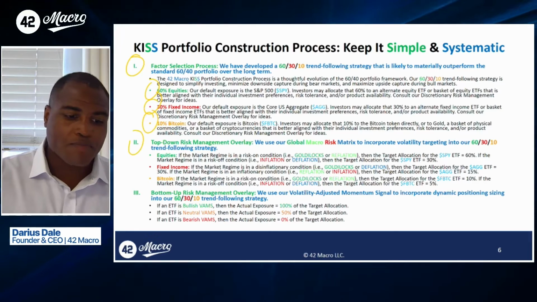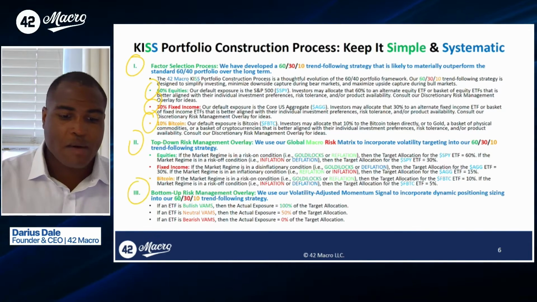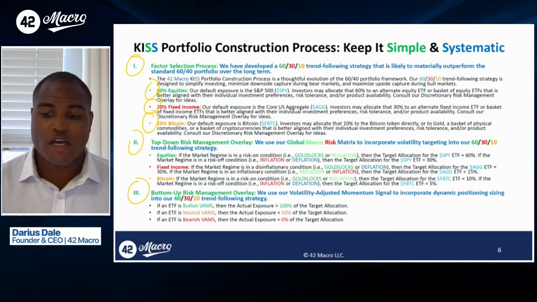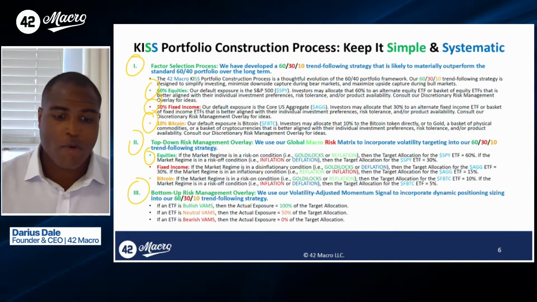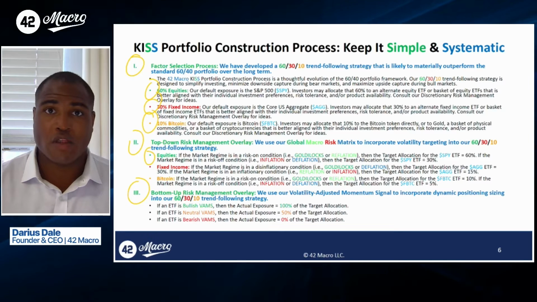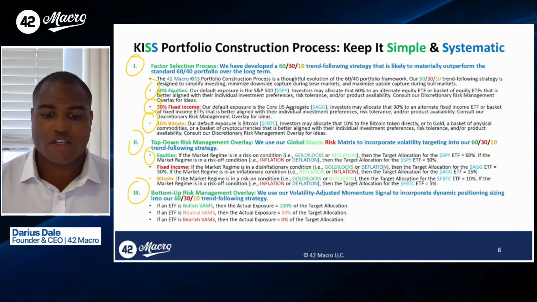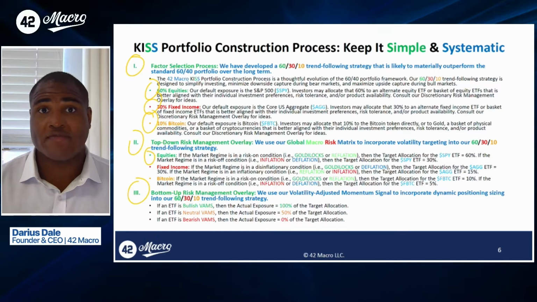So the real meat of the KISS portfolio construction process are the systematic top-down and bottom-up risk management overlays. In terms of the top-down risk management overlay, we use our global macro risk matrix to incorporate volatility targeting into our 60-30-10 trend following strategy. In terms of equities, if the market regime is in a risk-on condition, i.e. Goldilocks or reflation, then the target allocation for the SPY ETF is 60%. If the market regime is in a risk-off condition, i.e. inflation or deflation, then the target allocation for the SPY ETF gets cut in half to 30%.